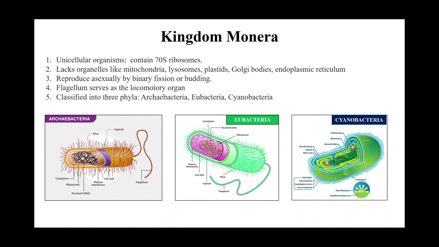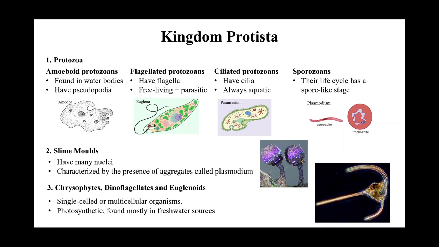Flagellum is a locomotory organ, if the organism is motile. Monera, or bacteria, are also divided into three categories. There are archaebacteria, which are the ones that survive in very harsh conditions. Eubacteria are the ones that we see in normal conditions. And cyanobacteria have chlorophyll, which helps them to synthesize their own food. Coming to Protista, they are also of three types.